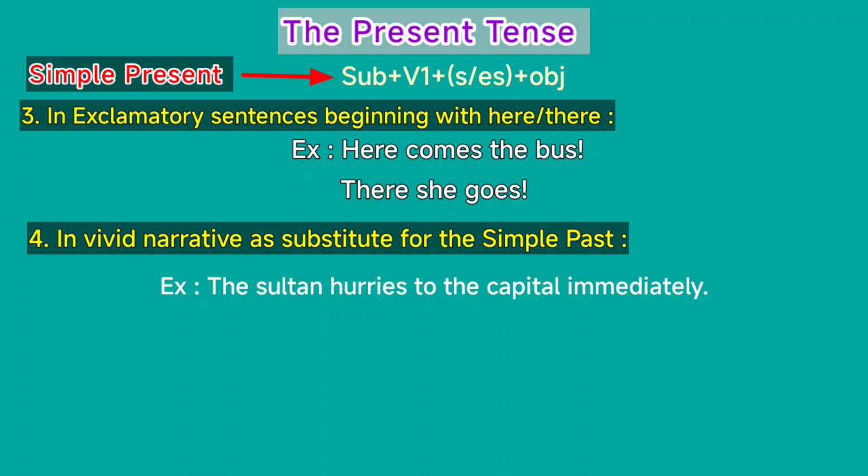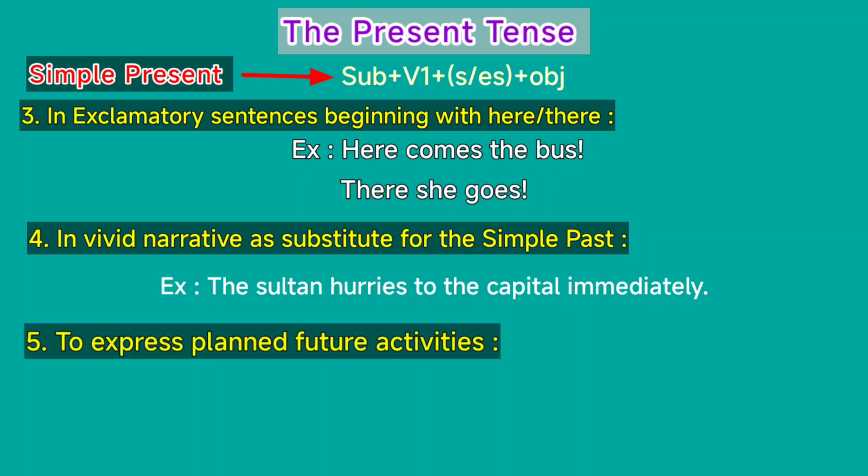Another case where we use simple present tense is to express planned future activities or fixed-time programs. We use simple present tense again, meaning planned actions with a fixed timing. You need to remember that underlined point: a fixed timing or scheduled actions. We have to use simple present tense to express such things.